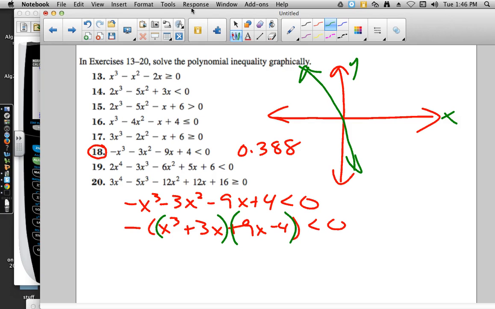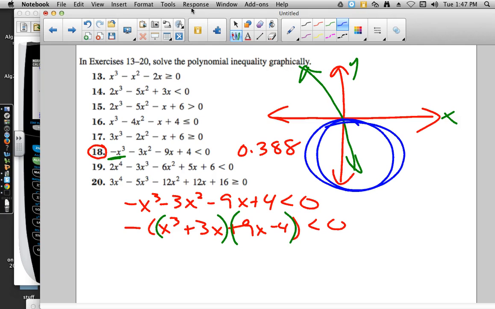Now my concern would be there are 2 more zeros here because this was a 3rd degree polynomial. Where are they? Is this going to cross again? And the answer is no, because this was a negative 3rd degree polynomial. So we're not going to see another crossing over there. And of course you could use your sign changes to see that as well. But what we want to do is just use merely what we see here to answer the question, which is when are we less than 0?